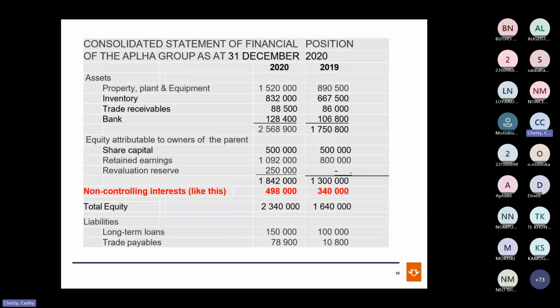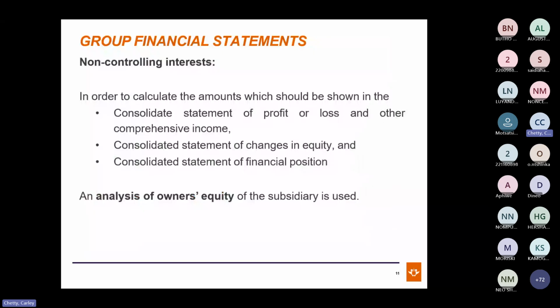So in order to calculate the amount which should be shown in the consolidated statement of profit or loss and other comprehensive income, the consolidated statement of changes in equity, and the consolidated statement of financial position, we need to do an analysis of owner's equity. Okay, so we are going to do an analysis of the owner's equity.